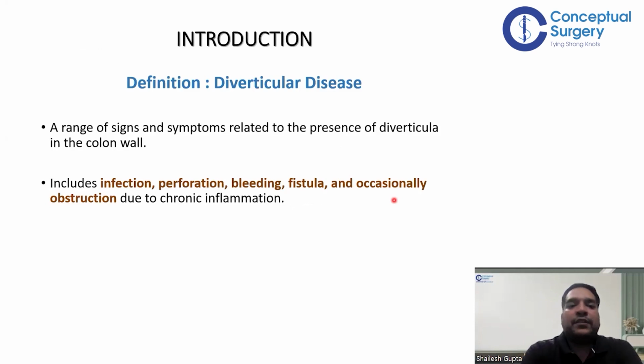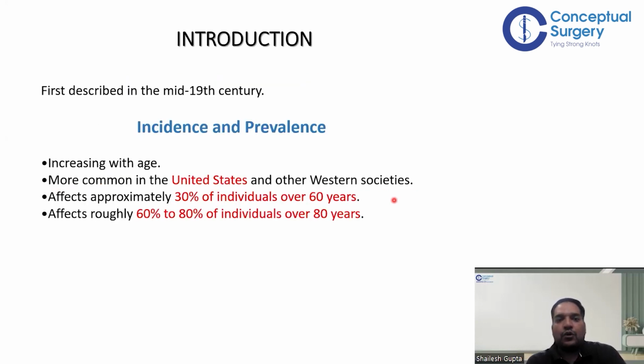So we start with very basic. We start with definition. So basically, diverticular disease of colon is a range of sign and symptom which is related to the presence of diverticula in the colon wall, and it can lead to infection, perforation, bleeding, fistula, and occasionally obstruction due to chronic inflammation. So this was first described in mid-19th century. This is quite an important slide.